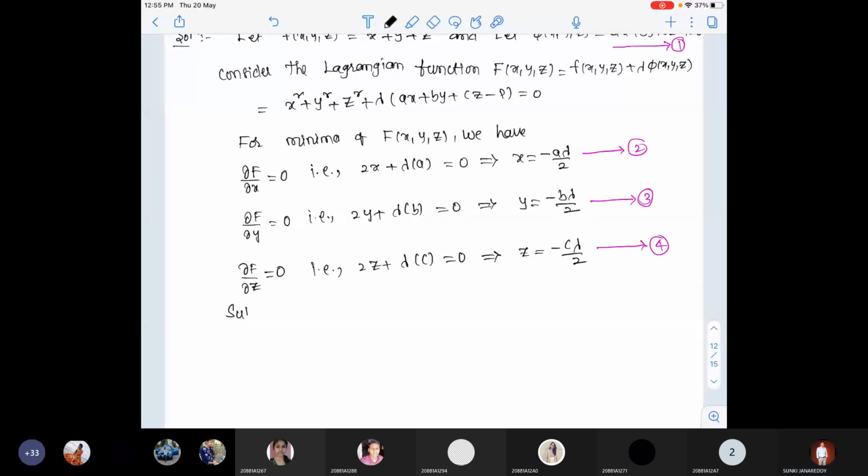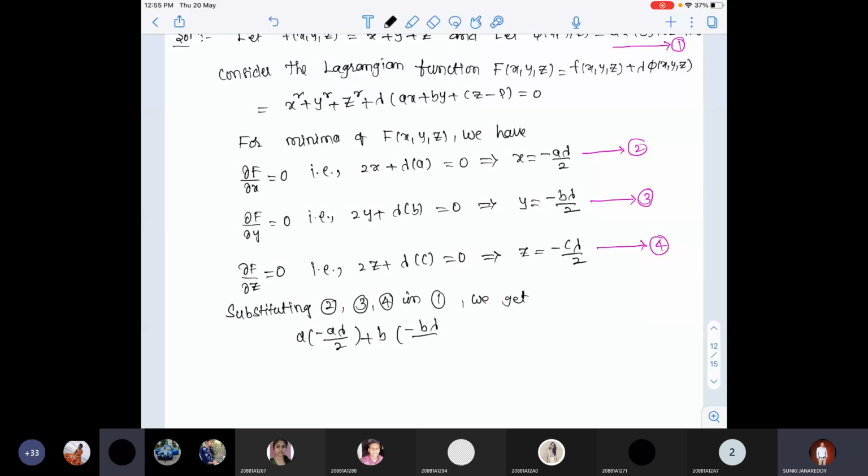Substituting 2, 3, 4 in equation number 1, we get a into x, that is a into minus a lambda by 2, plus b into y, that is minus b lambda by 2, plus c into z, that is minus c lambda by 2, equal to minus p, that is equal to 0.